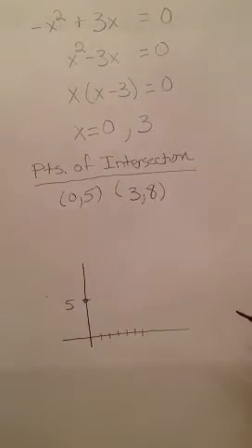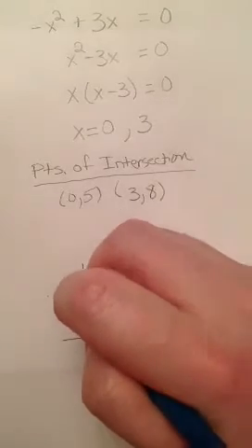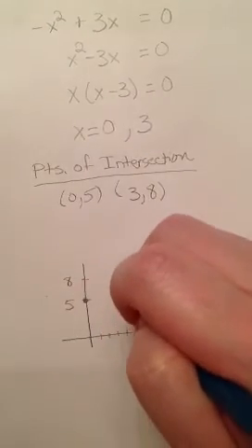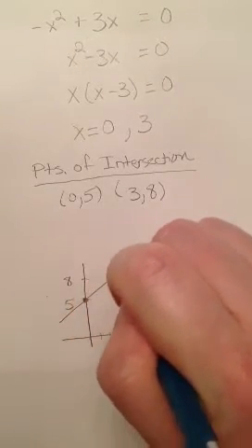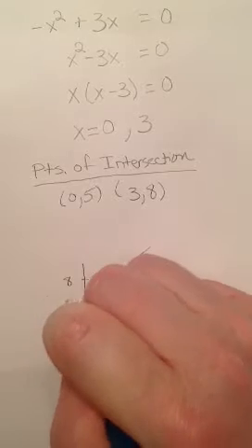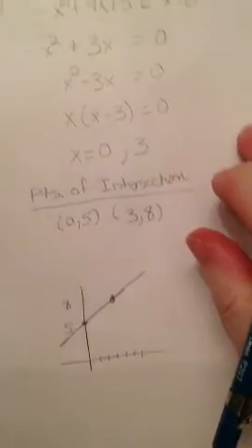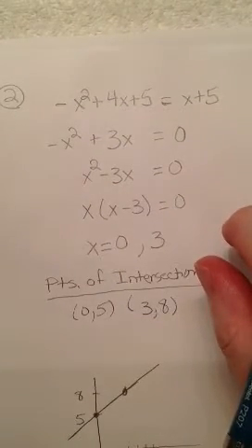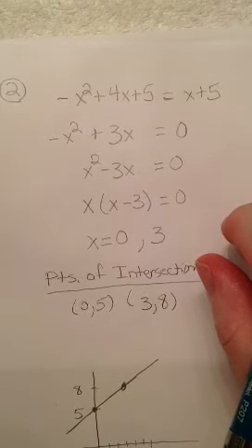Okay, so for the graph that we have, let's say that y is equal to x plus 5. So we'll just say we have 0, 5, 1, 2, 3, 8. A straight line passing through. And again, for y is equal to negative x squared plus 4x plus 5, this will be, once again, a parabola that's going to open downward.